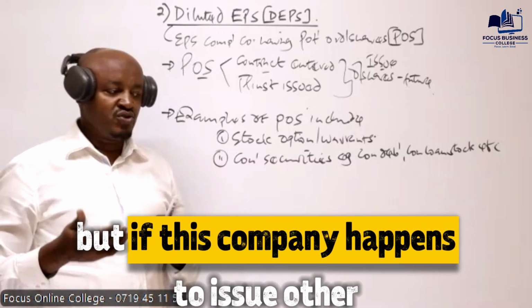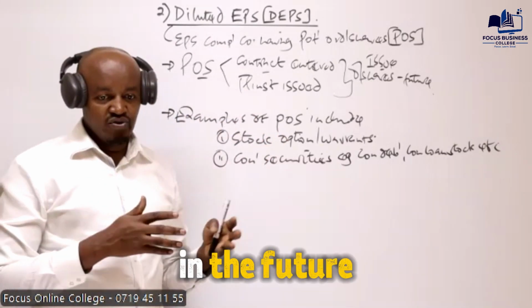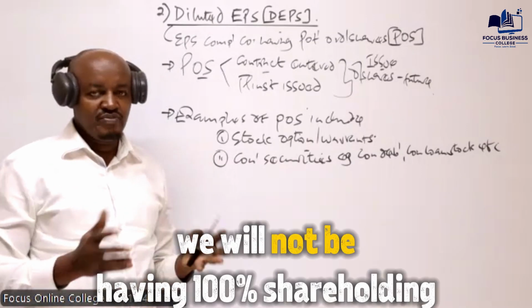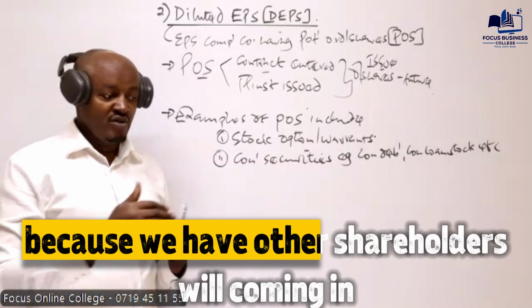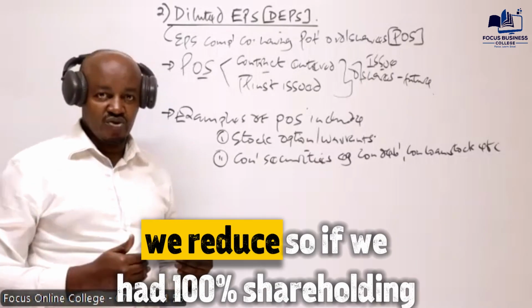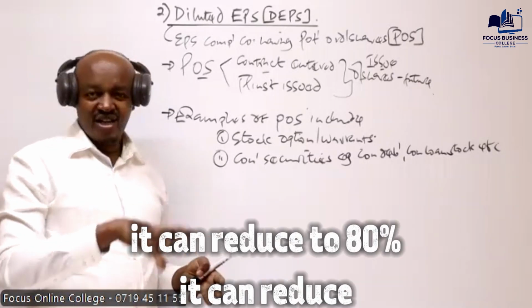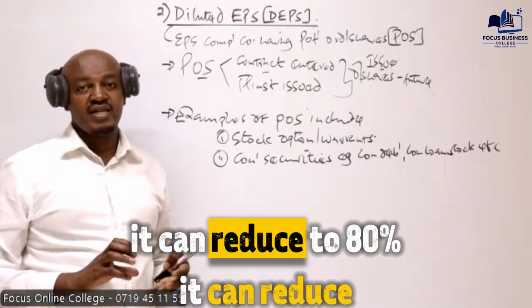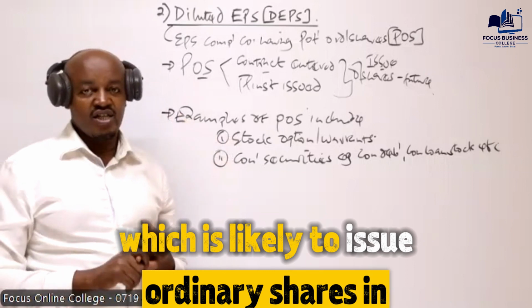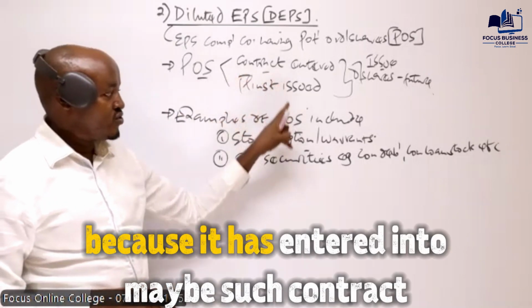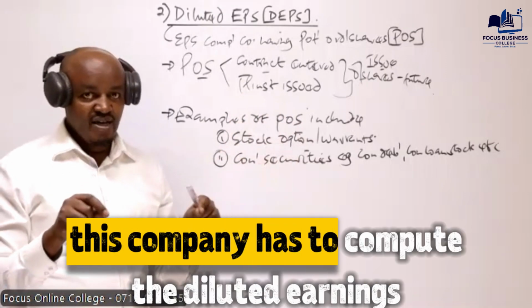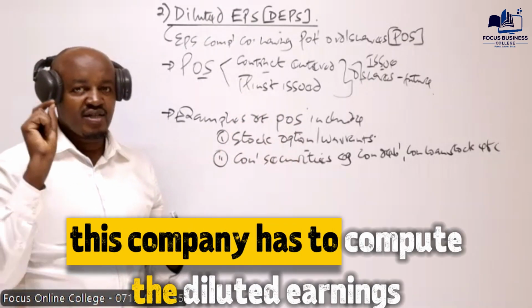But if this company happens to issue other shares in the future, and those shares will not be issued to us, it basically means that our interest will be diluted. We will not be having 100% shareholding because other shareholders are coming in. So our shareholding in that company will reduce. If we had 100% shareholding, it can reduce to 90% or 80%. Therefore, any company which is likely to issue ordinary shares in the future, because it has entered into such a contract, or has issued such a financial instrument, has to compute the diluted earnings per share.